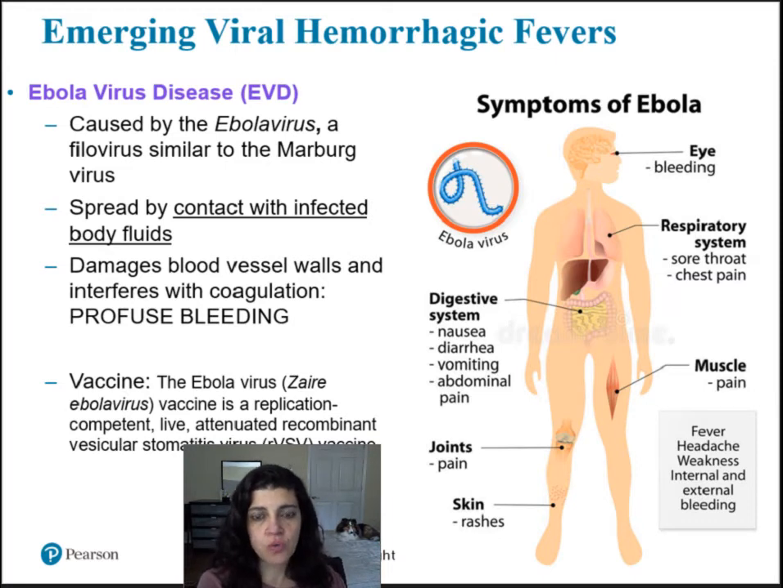Symptoms. One thing that is important is the bleeding through the eyes, through the mouth, through the feces. Also digestive system symptoms, joint pain, skin rashes, fever, headache, weakness, and internal and external bleeding. This is how this virus is transmitted.